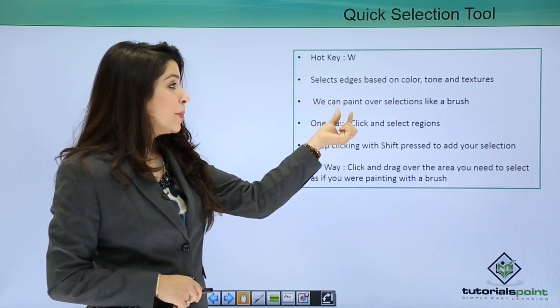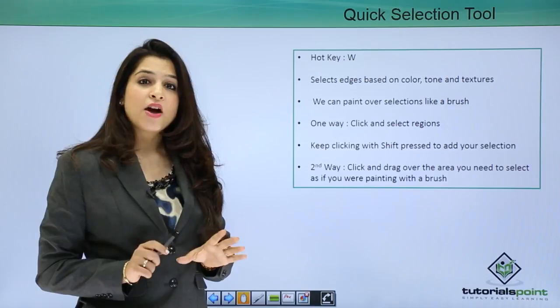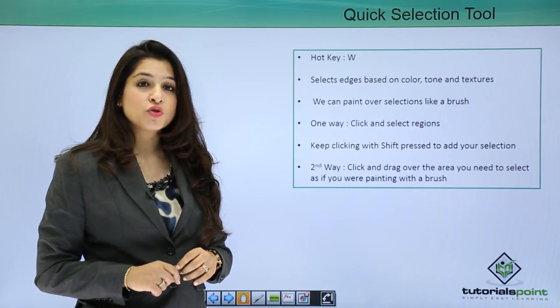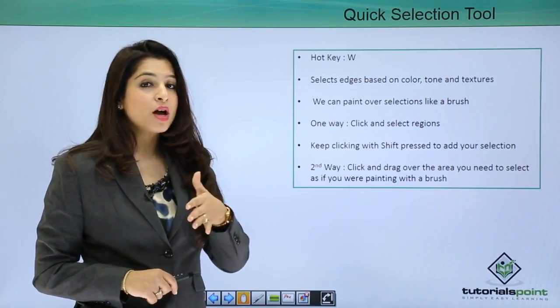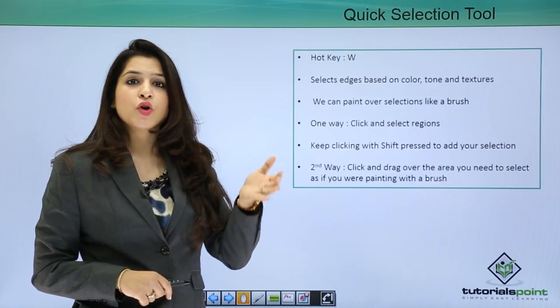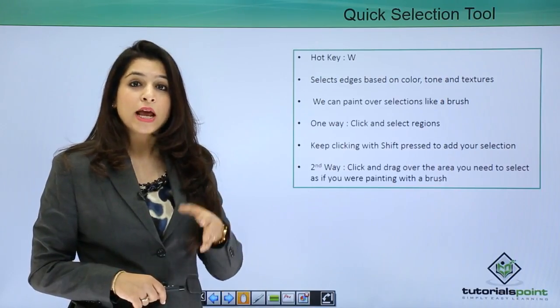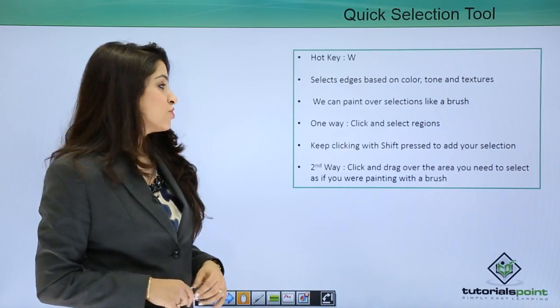We can actually paint over selections like a brush. I actually love this option. You can use this tool and paint on the similar color. For instance, if there is a ball, or any object of similar color, you can just keep dragging over it and the tool will help you create that selection.